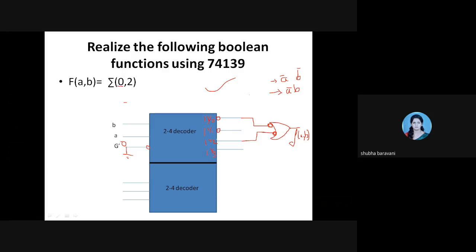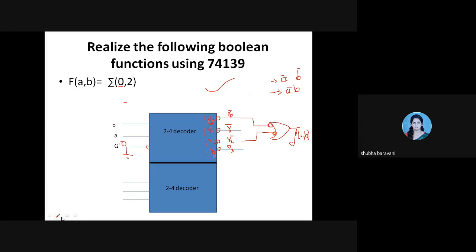Since this is an active low decoder, whatever output is here, here it was y naught, here it is y naught dash, here it is y1 dash, here it is y2 dash, and here it is y3 dash. Now, when it is like this, and if I put only a simple NOT gate, what will happen?